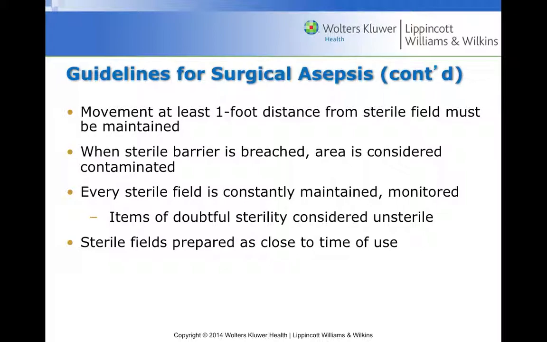Whenever a sterile barrier is breached, the area must be considered contaminated. A tear or puncture of the drape permitting access to an unsterile surface underneath renders the area unsterile as well. This can be a drape or something like that, and it must be replaced if that does happen. Every sterile field is constantly monitored and maintained. Items of doubtful sterility are considered unsterile.